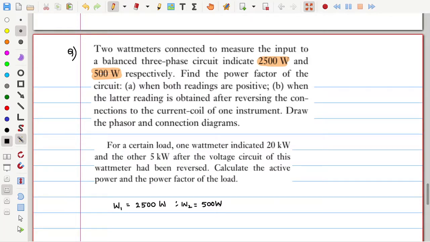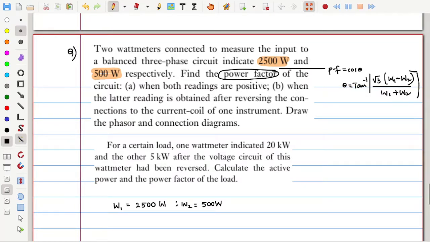Next, find the power factor of the circuit. Getting the power factor means you should get into your mind that it is cos theta. But how can I get theta? Theta is tan inverse of root 3 into the difference of the wattmeter readings, W1 minus W2, divided by the sum of the wattmeter readings. This should come to your mind.